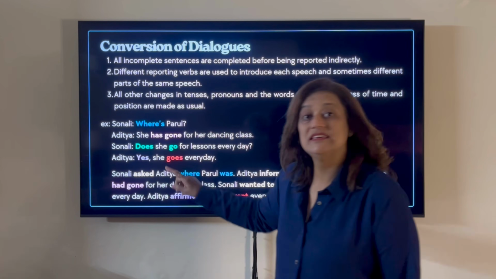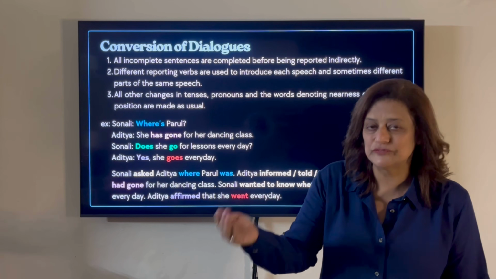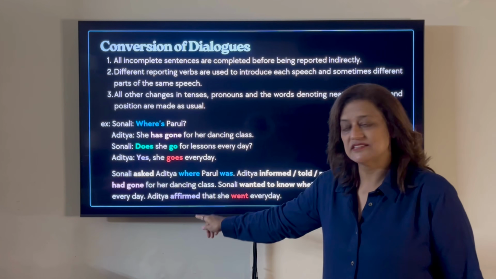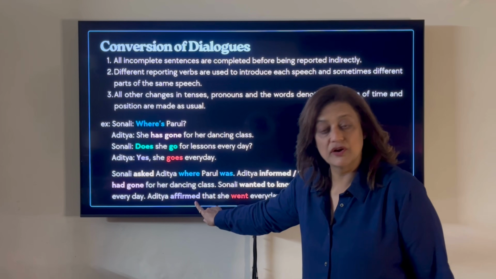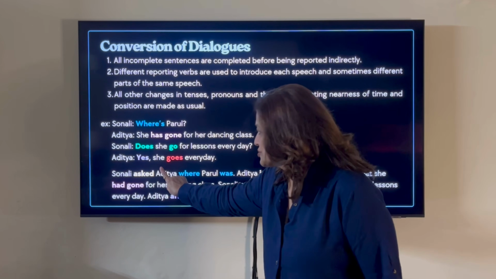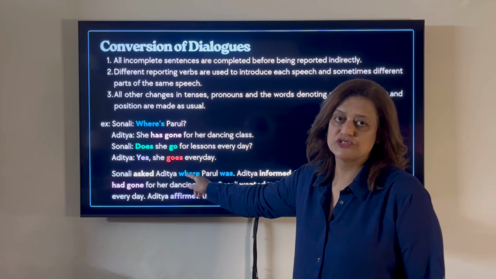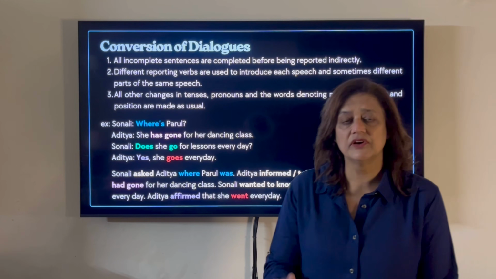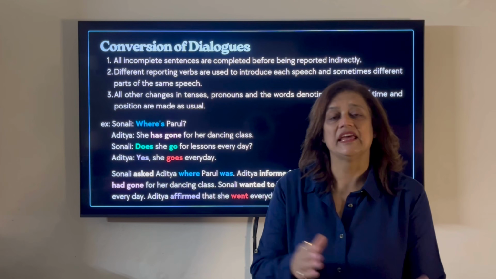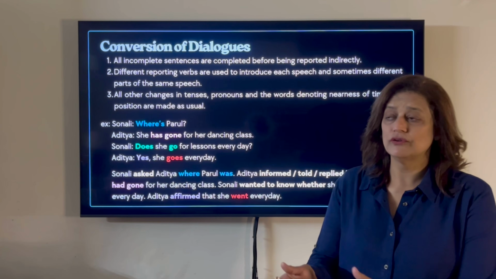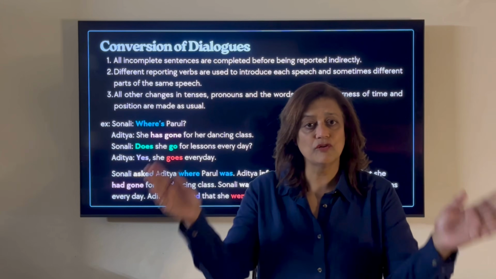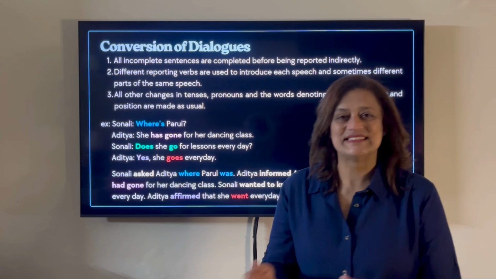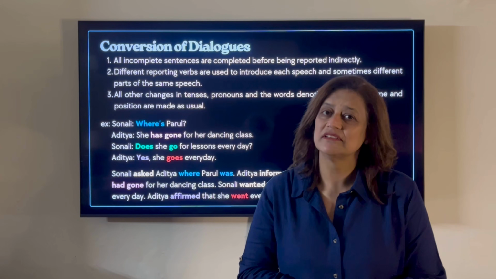Aditya has replied yes. That means he has confirmed or affirmed. So when we write that in place of said, yes will change to affirmed that she went every day; goes changes to went. So this is how we convert dialogues from direct into indirect speech. This is actually a summary of all the rules that we studied in this session from beginning till end. Hope you liked the session. See you in the next video.